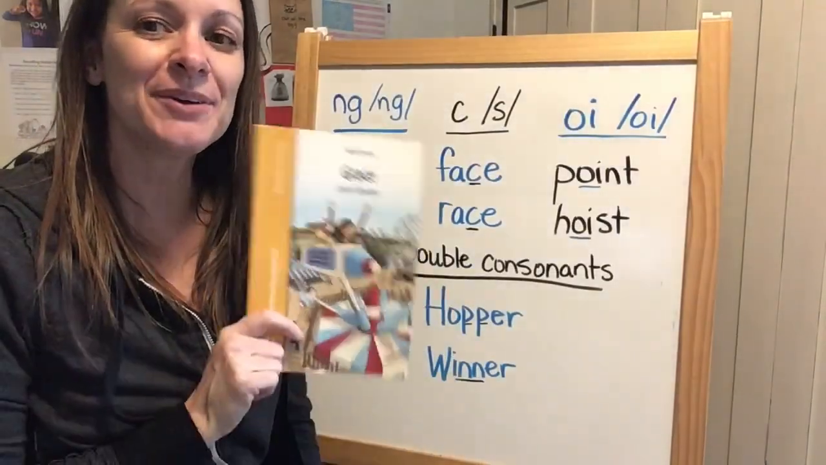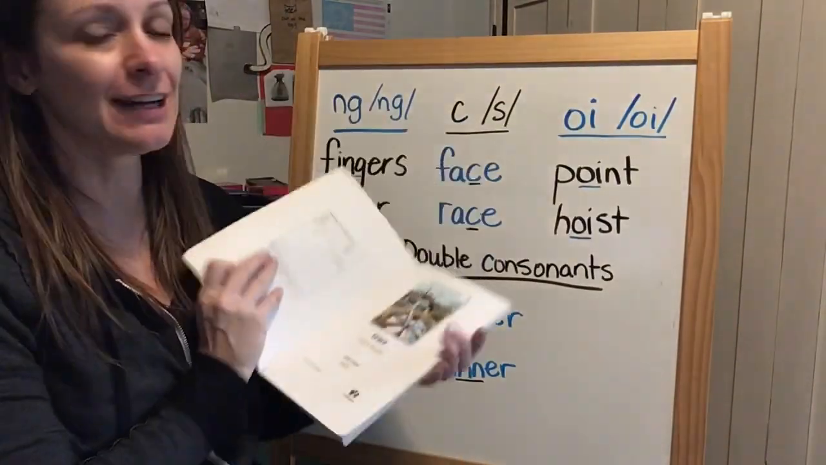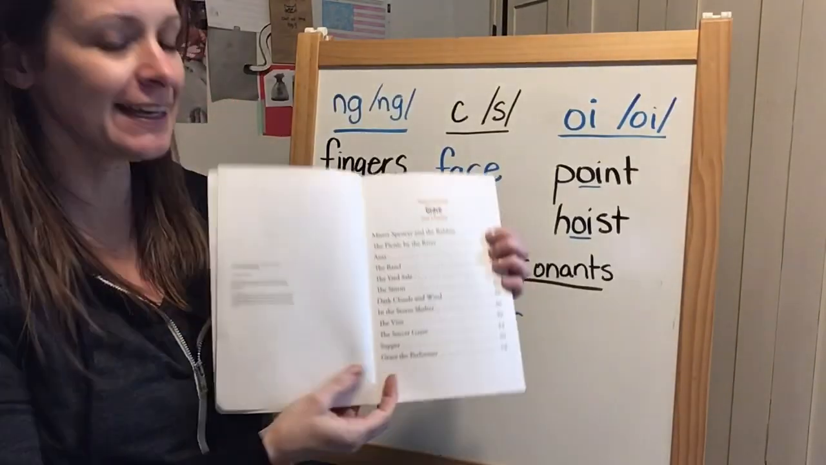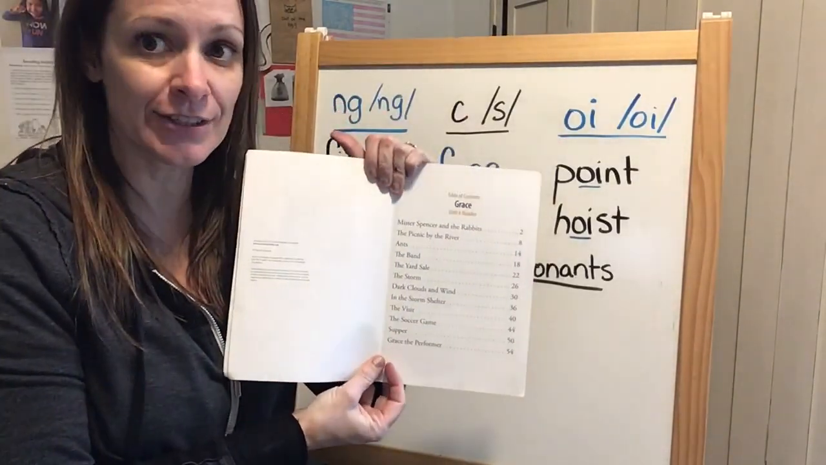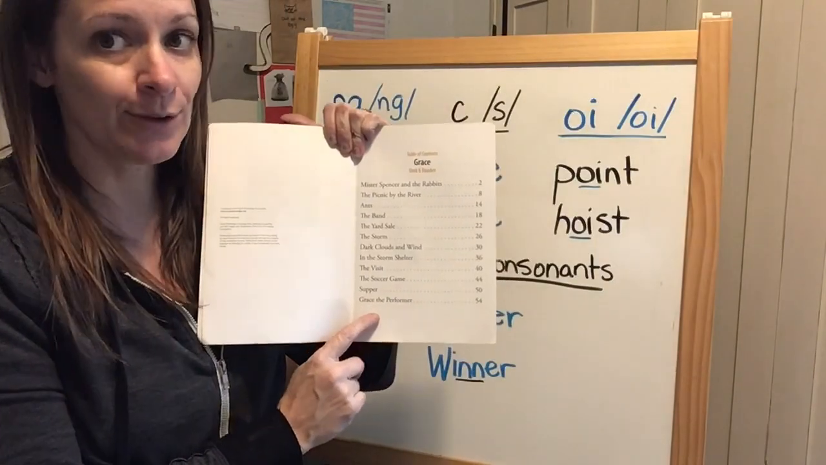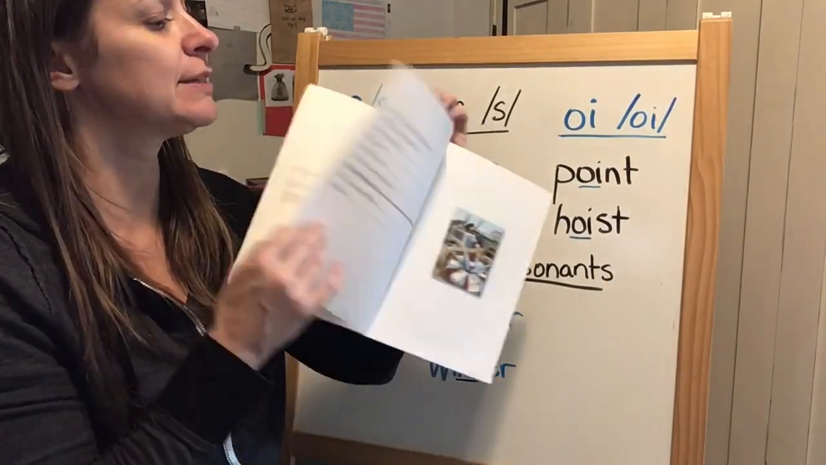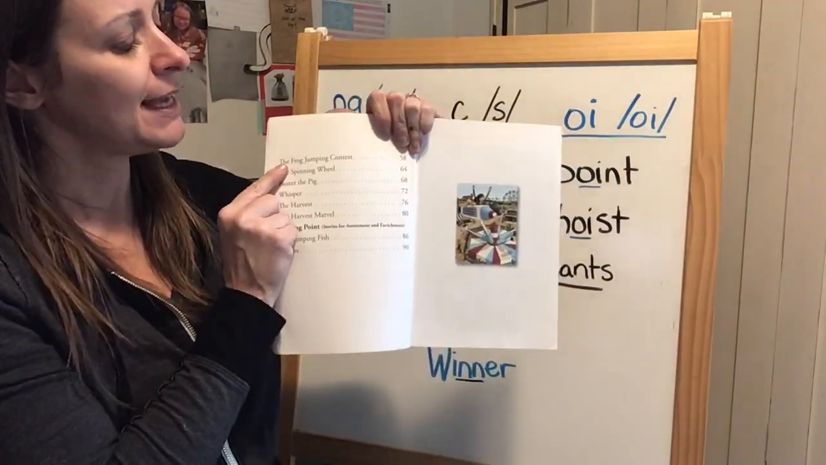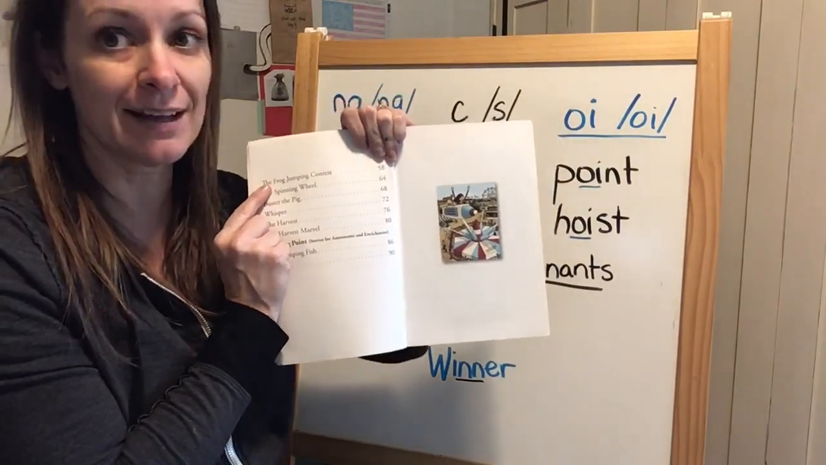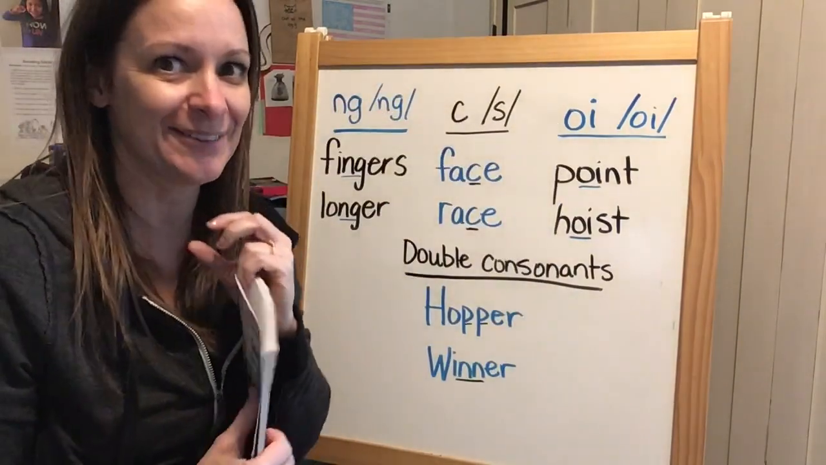Hey kiddos, time to get out your reader and turn to your table of contents. And you're going to find the next story after the one we read yesterday, which was Grace the Performer. You'll see it's on the bottom, so we must need to go to the next page of our table of contents, and we'll see that it's The Frog Jumping Contest. Ooh, that sounds like a fun one.